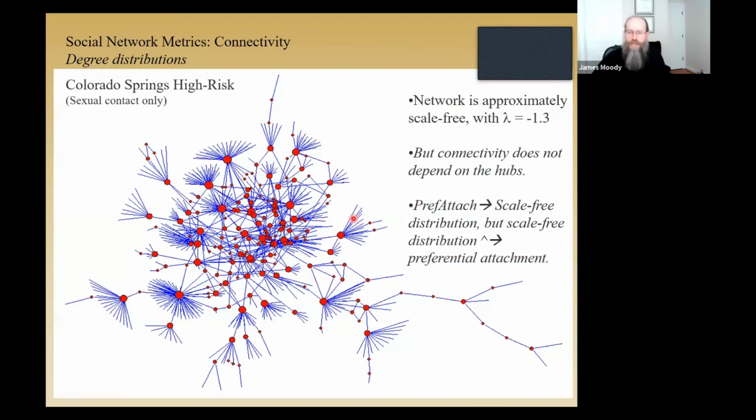Let me give you an empirical example. This is the Colorado Springs sexual network. This is a network of commercial sex workers and their johns. You can see that there are a few nodes that have a really high number of ties, and if you remove them, you would end up perhaps disconnecting the overall network.